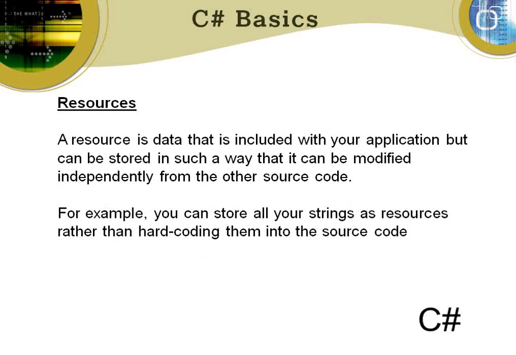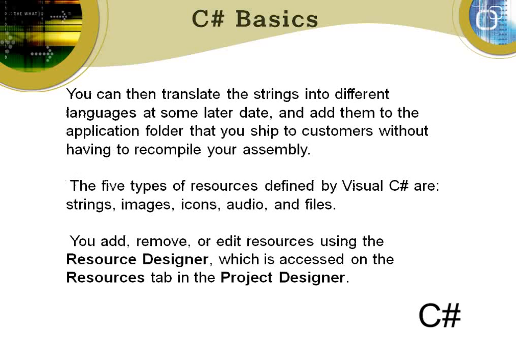A resource is data that is included with your application, but it can be stored in such a way that it can be modified independently from the other source code. For example, you can store all your strings as resources rather than hard-coding them into the source code. You can then translate the strings into different languages at some later date and add them to the application folder that you ship to customers without having to recompile your assembly.